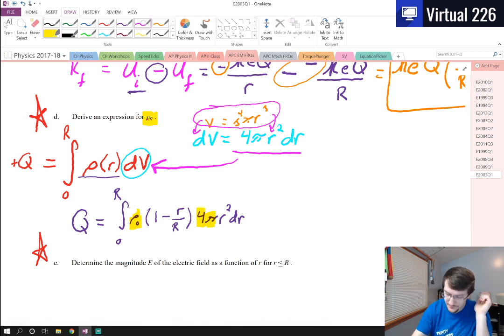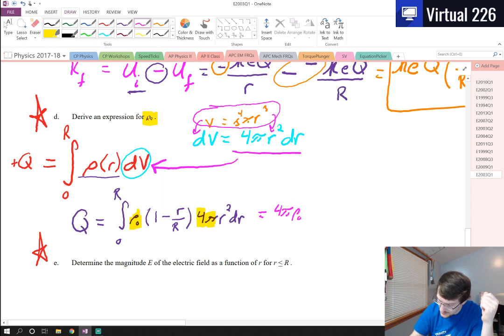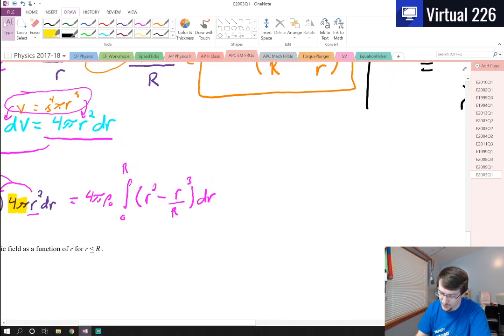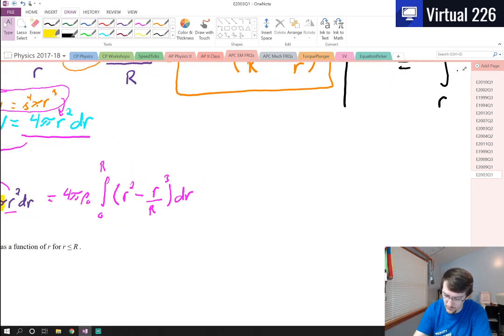So what we'll do here is we're going to do just that. We're going to pull all of these things out. So this integral is now going to look like 4 pi rho naught times the integral from 0 to big R of the quantity, and then I'm going to distribute this r squared to both the r and the 1. So this is going to look like r squared minus r cubed over big R, dr. And that's just a polynomial that we can integrate. That's nice and straightforward for us.